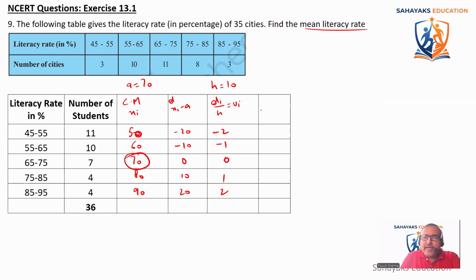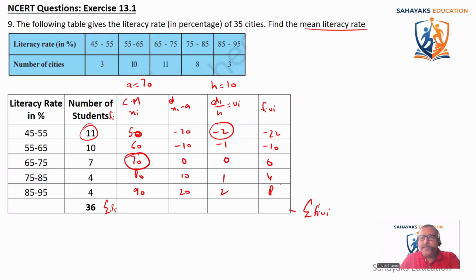And now we're going to find out Fi ui. So this is this multiplied by this. So minus 2 into 11. This is Fi. I'll just write it here. And this is sigma Fi. Okay. So minus 2 into 11 is minus 22. 10 into minus 1 is minus 10. 7 zeros are 0. 4 ones are 4. 4 twos are 8. Now we are going to find out sigma Fi ui.